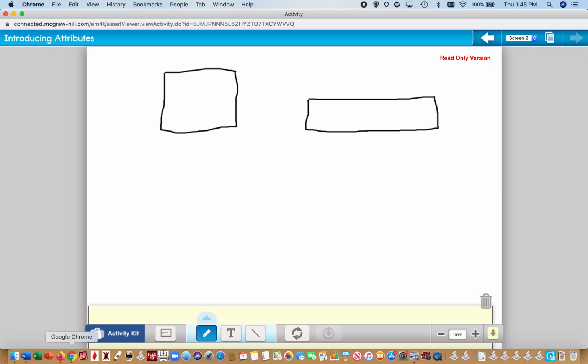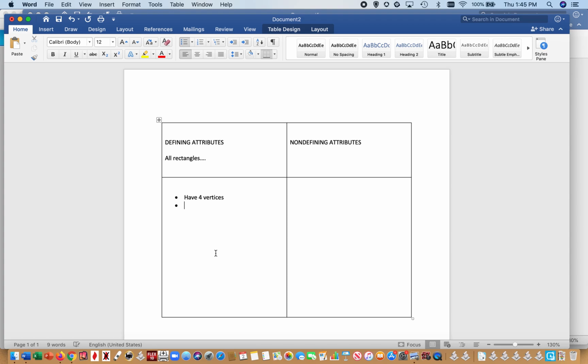I'm looking back at my picture again. What else am I noticing? What other attributes define both of these shapes? I could say they all have 4 sides. I could say they are polygons. And I could say they have 4 square corners.